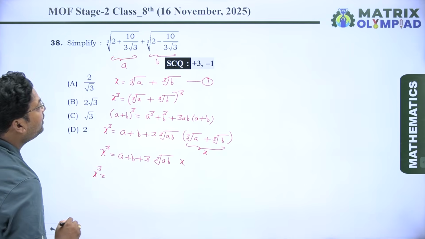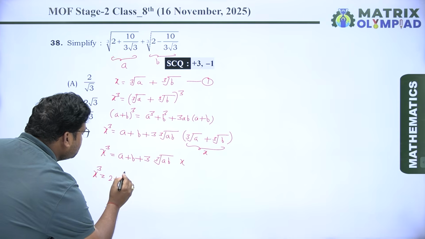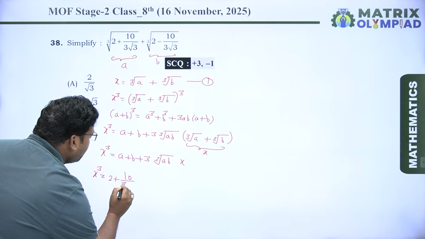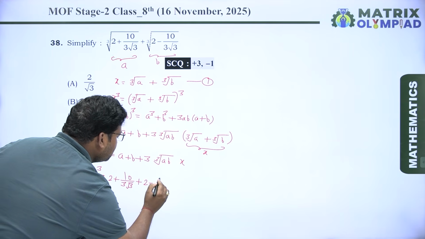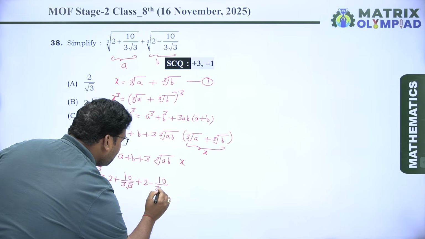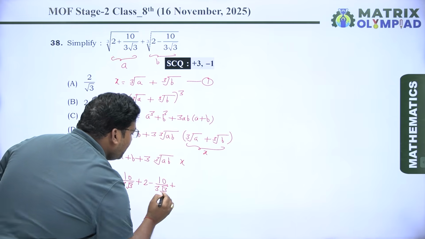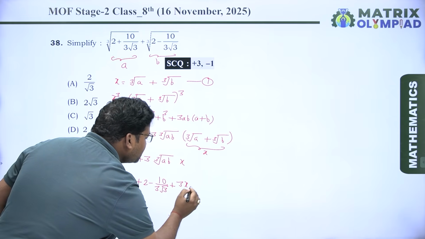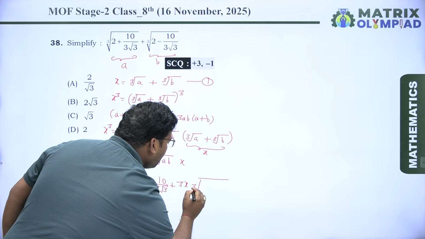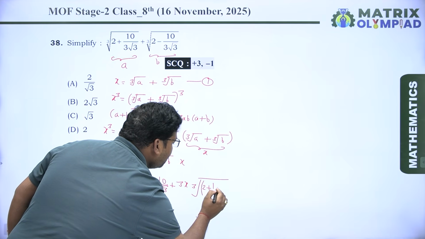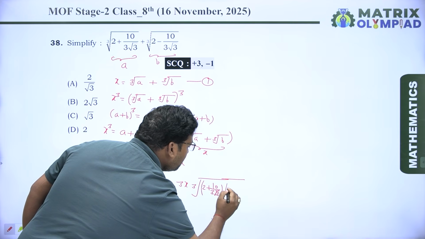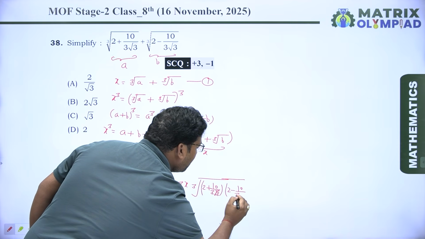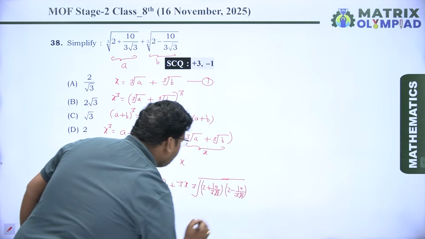So x cube equal to 2 plus 10 upon 3√3 plus 2 minus 10 upon 3√3 plus 3x into cube root of (2 plus 10 upon 3√3) into (2 minus 10 upon 3√3).